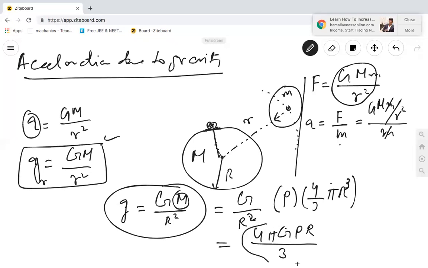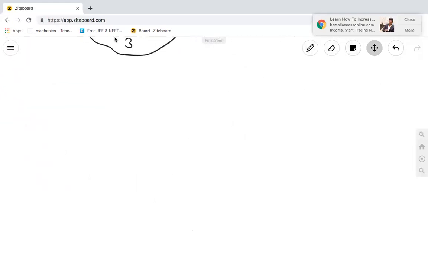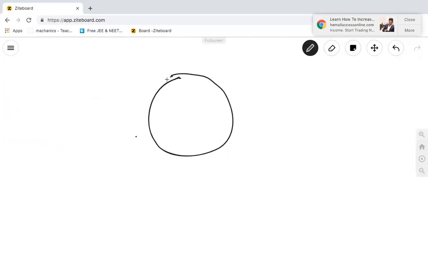This is also a formula for acceleration due to gravity on the surface of the earth. So what you found is the acceleration due to gravity on the surface of the earth. You want to find acceleration due to gravity here. It is nothing but g is equal to GM by r square, or 4 pi G rho capital R by 3. We derived this by substituting M.